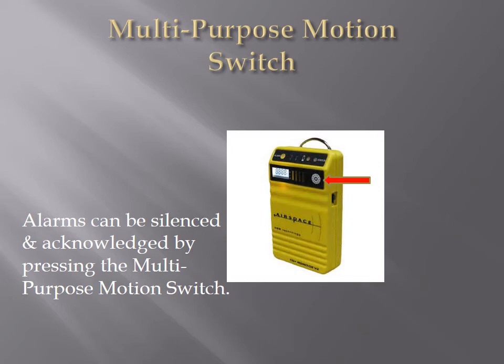When you get an audio alarm, you can silence and acknowledge it by simply pressing that multi-purpose motion switch once. That way you don't have to continuously listen to the audible. If you go into a higher mode, where it would go from every 5 seconds to every second or into a steady state, then it will override that and come back on. But you can silence that alarm, or what we call acknowledge that alarm, by pressing this multi-purpose motion switch, again, located on the right side of the face of the unit.